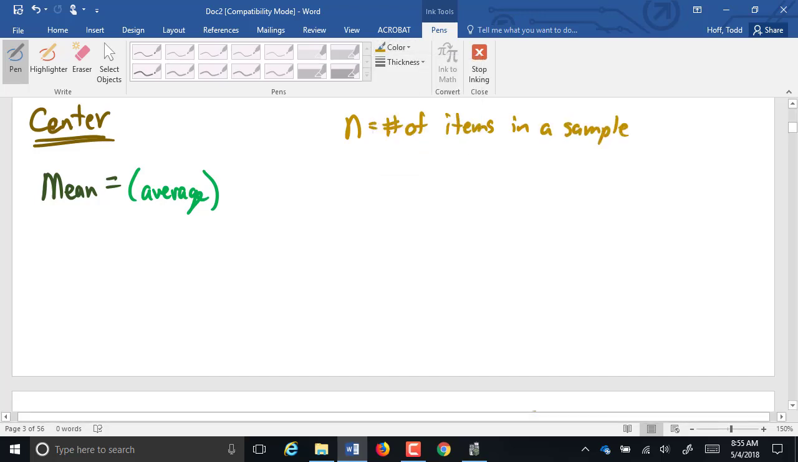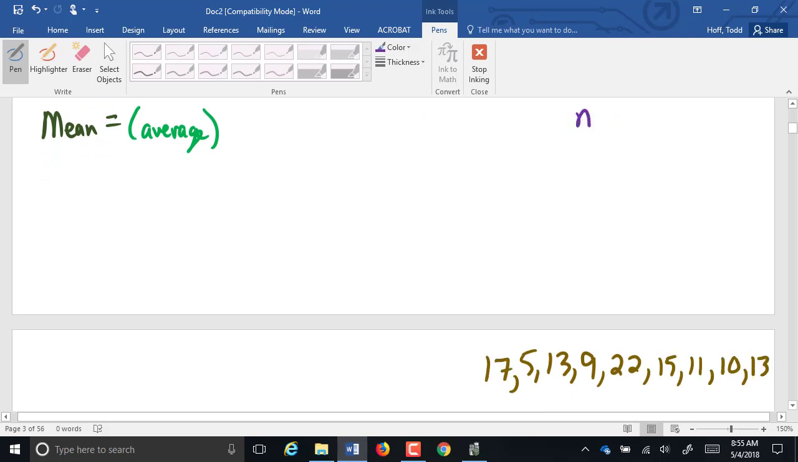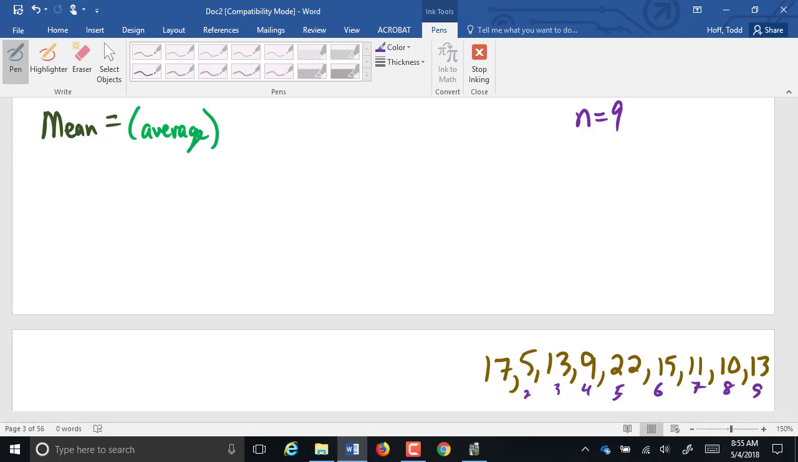So for this sample I just made down here, what's n equal? 1, 2, 3, 4, 5. Yep, 9 of them. n equals 9. So n is the number of items in that sample. Little n would be sample, big N would actually be the number of items in a population.